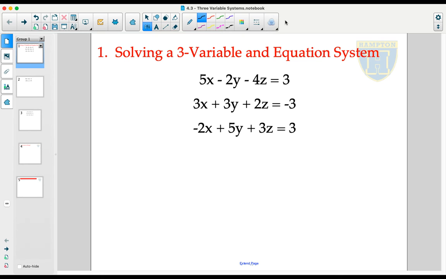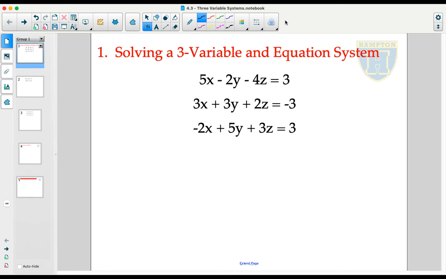Solving a three-variable, three-equation system necessitates that we reduce the system down to two variables and two equations. We have the liberty to choose whichever variable we would like to eliminate, but for the purposes of this exercise, we're going to focus on the letter Z.